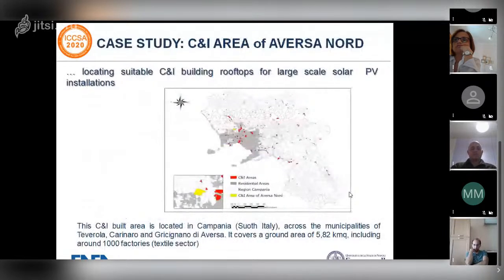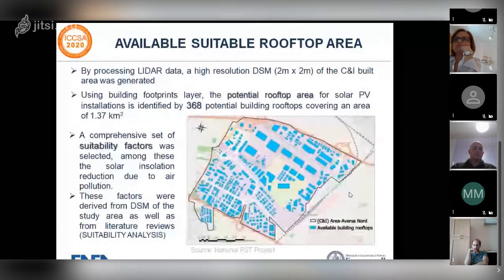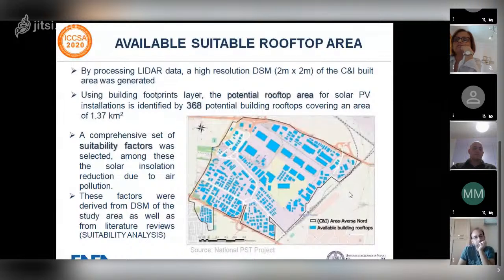It's one of the greatest regional C&I zones, and it covers a very large area, including around 1,000 factories that operate in the textile sector. And so for estimating the available rooftop area, processing LIDAR data, a high-resolution DSM of the C&I built area was generated. And assuming that the building rooftop area is equivalent to the related footprint area, the potential rooftop area for solar PV installations is identified by 368 potential buildings.